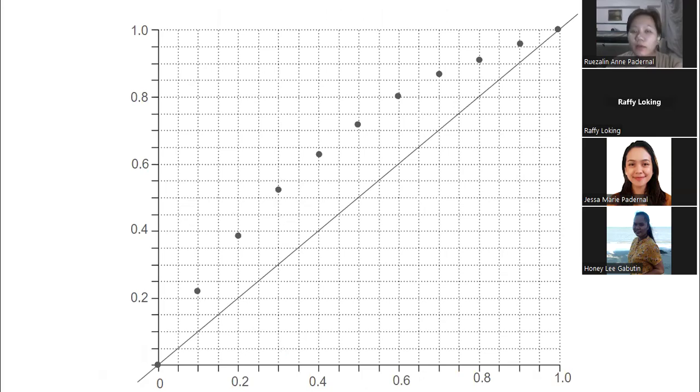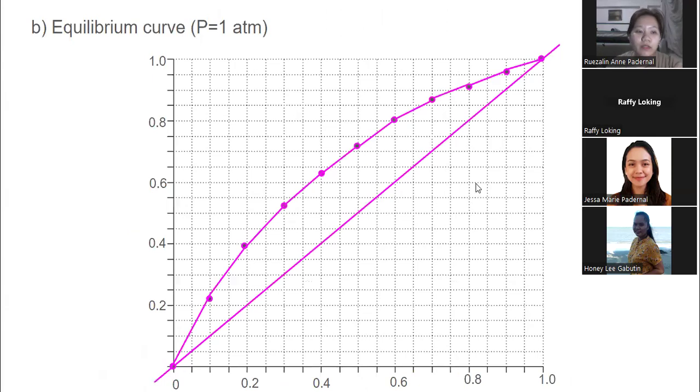After plotting all the points, all that we need to do is connect all the points. Connecting all the points, we will then have our equilibrium curve. This equilibrium curve will then be used to determine the number of stages, which will be discussed on our next slide.